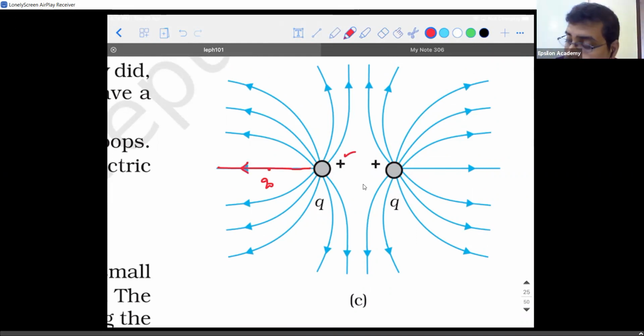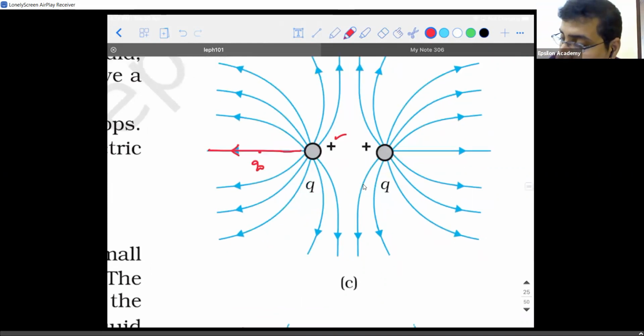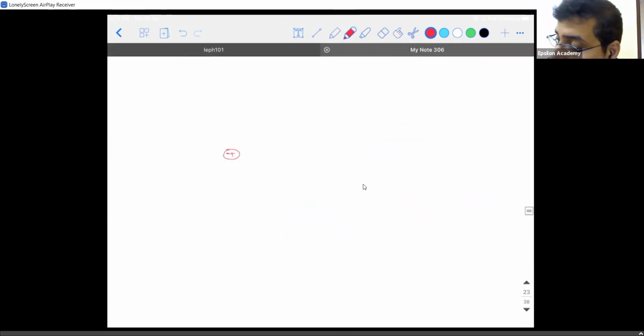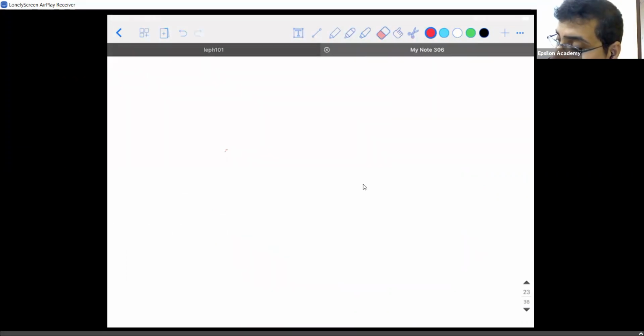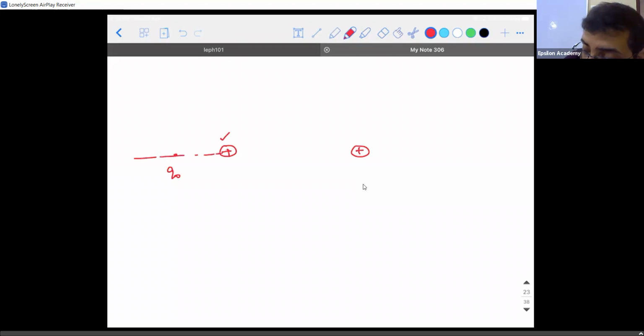Right. Now, I'll draw a separate diagram and show it. I have a positive charge. I have another positive charge. So, if I place a unit positive test charge here, what will happen? Due to the first positive charge, it will experience a force radially outward. Due to the second positive charge, it will experience the force in the radially outward direction. Accepted?